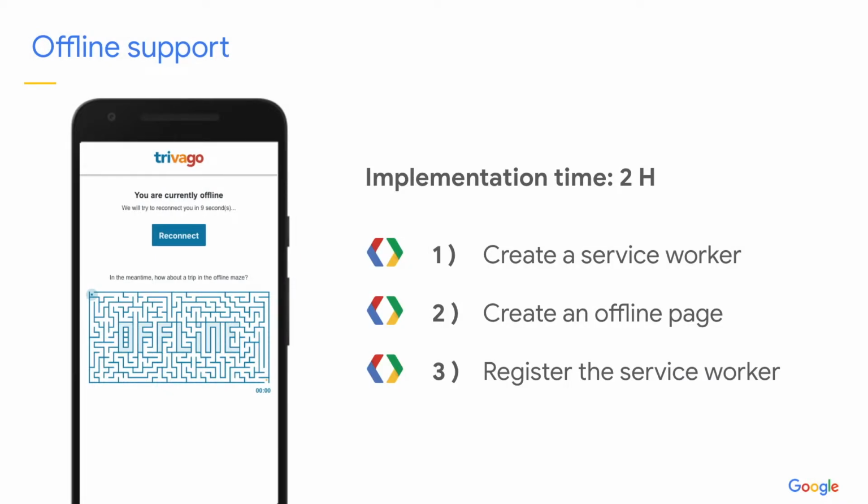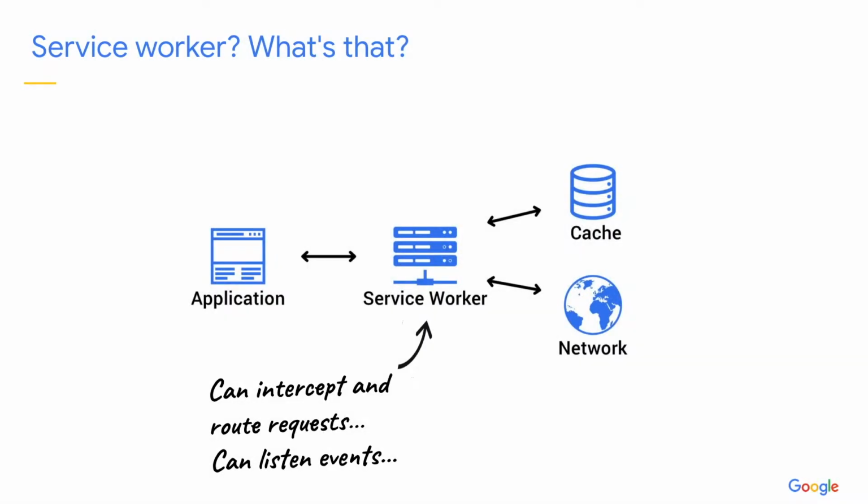To add this basic offline page, you will need around 2 hours, obviously depending on the complexity of the page and the design and everything. First step, you have to create a service worker, and we'll see what a service worker is. Second step, you have to create the actual HTML, CSS offline page. And third thing, you have to register this service worker.